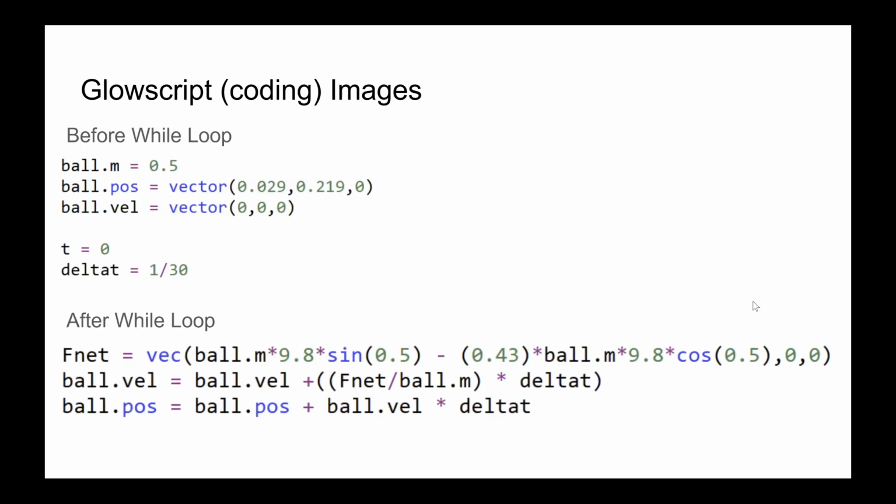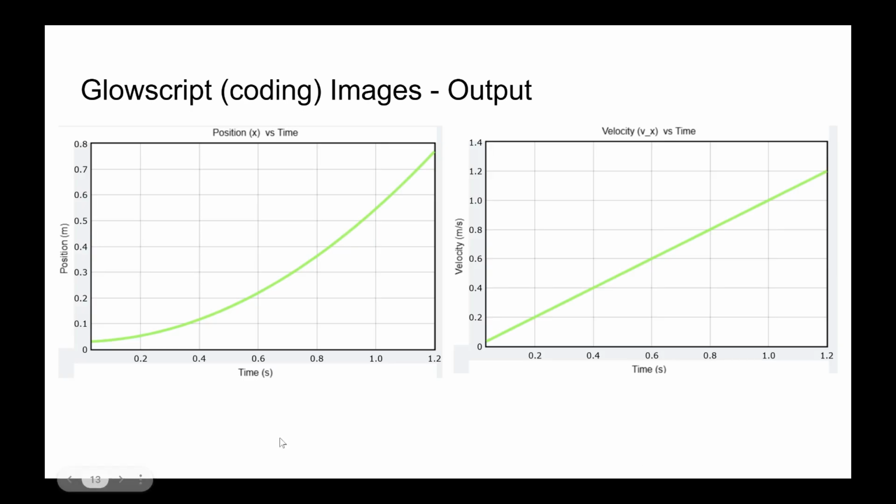You can see initial position, initial velocity, the mass was 0.5 kilograms. Delta t is 1/30th of a second. And then here you have FNet, the velocity update formula, and the position update formula. So this is the output from the coding. You can see x position versus time and x velocity versus time.